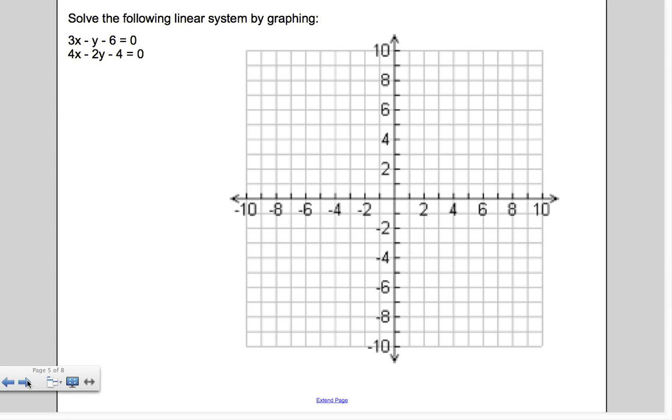So if we want to graph 1 and 2, how can we do this quickly? Well, go back a few lessons. We can convert this into y equals mx plus b form. Does that take us a little while though? Yes.